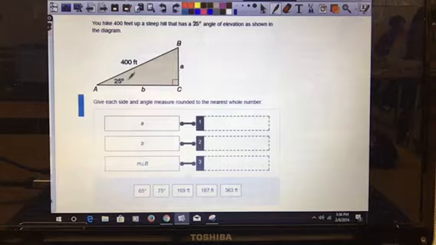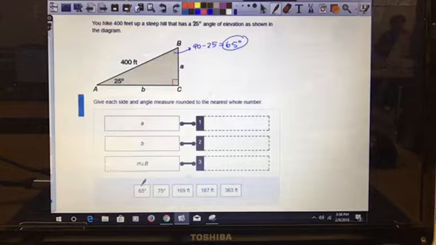So that means we want to find big B. That's the easy one. It's just 90 minus 25. So that's 65 degrees. So that's one answer. So you would put 65 in for big B right here.